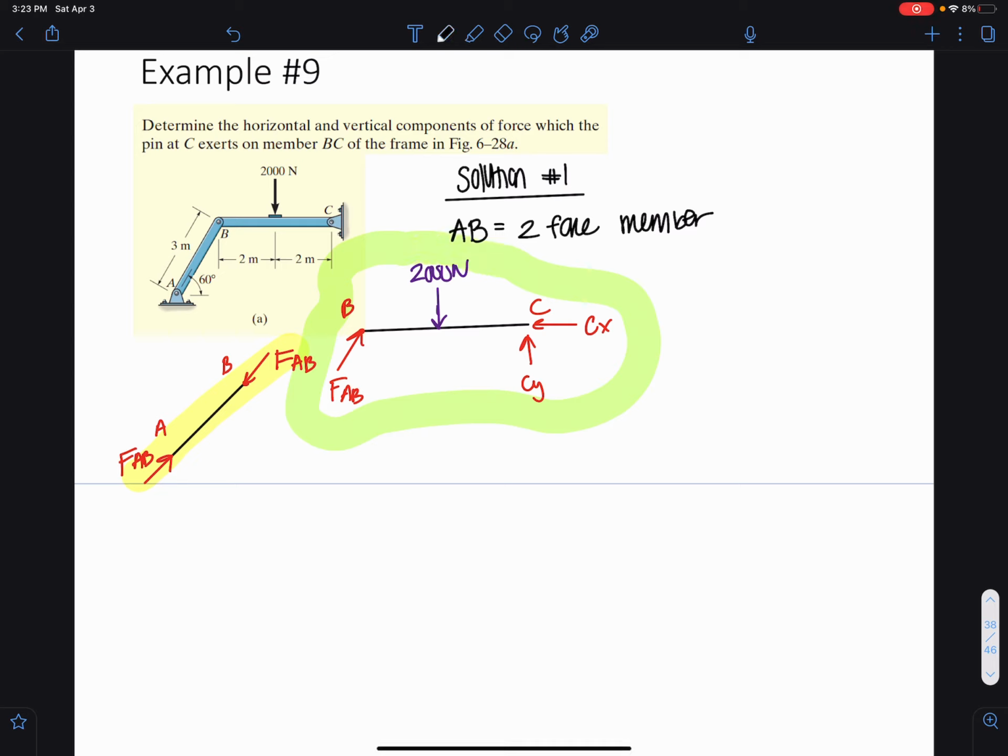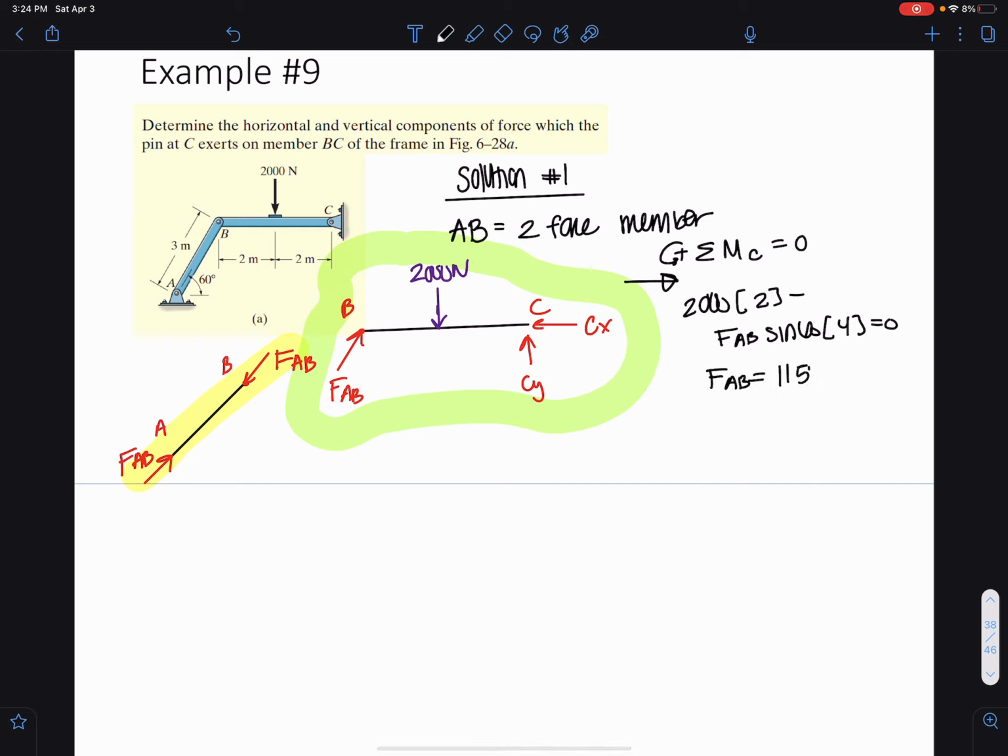I can go right ahead and sum moments about point C and set that equal to 0. I would get the 2,000 newton force times a moment arm of 2, minus FAB sine 60 times a moment arm of 4, equals 0. And I can really easily solve for FAB, which is equal to 1154.7 newtons.